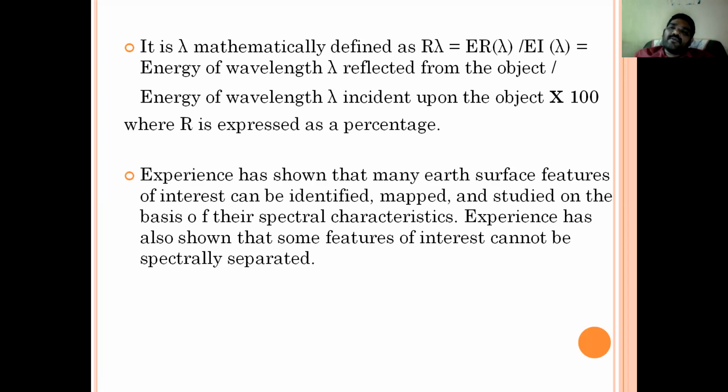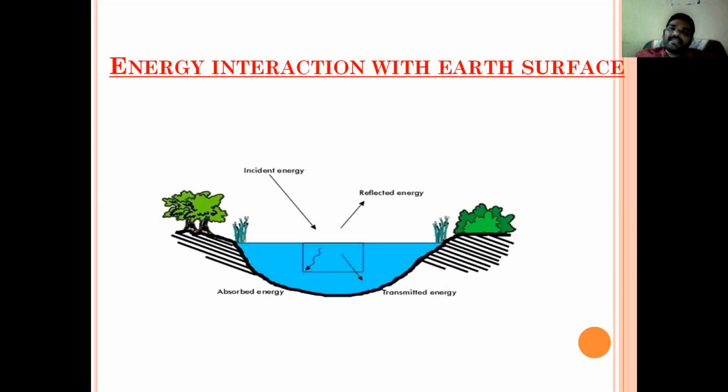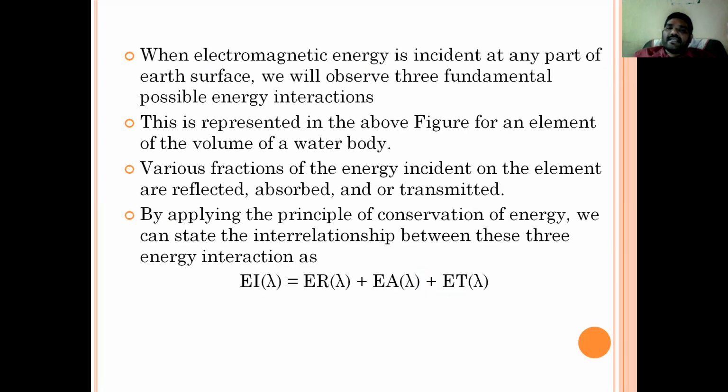See here, that's about the interaction of electromagnetic radiation with the earth surface. One more time I would like to focus on this earth surface. The incident energy can be split into three types of energy. One is reflected energy, the other is absorbed energy, the third is transmitted energy. See here, this is the energy balance equation. The energy hitting the target has to go through three categories.